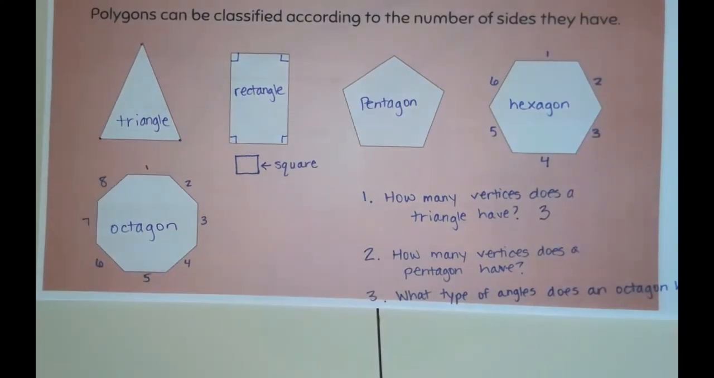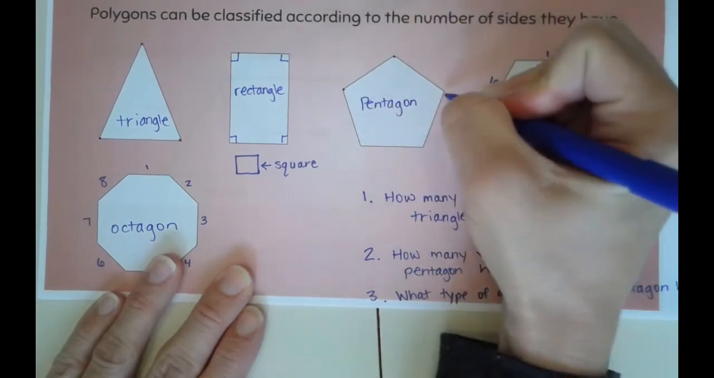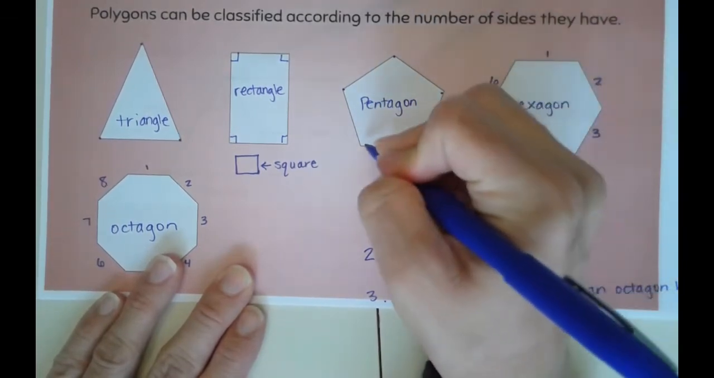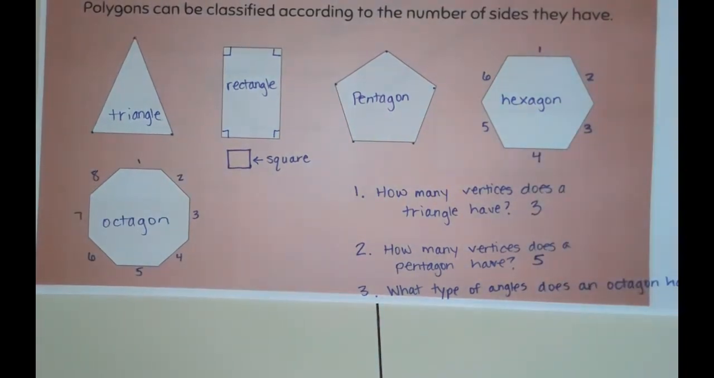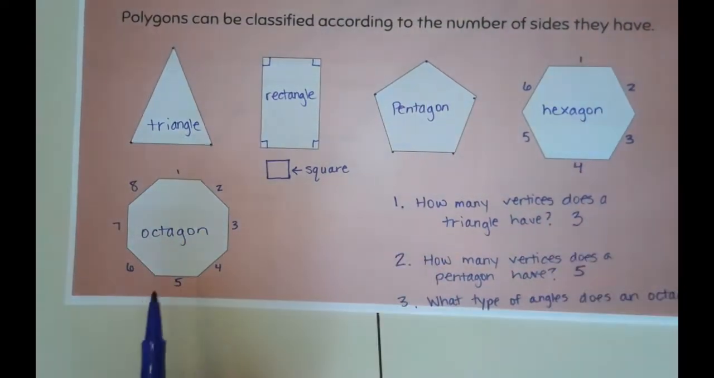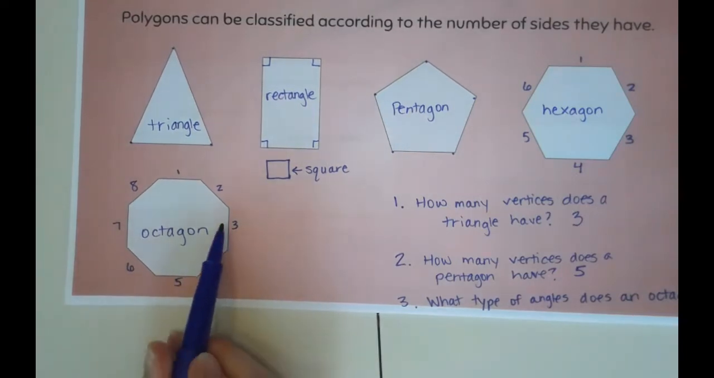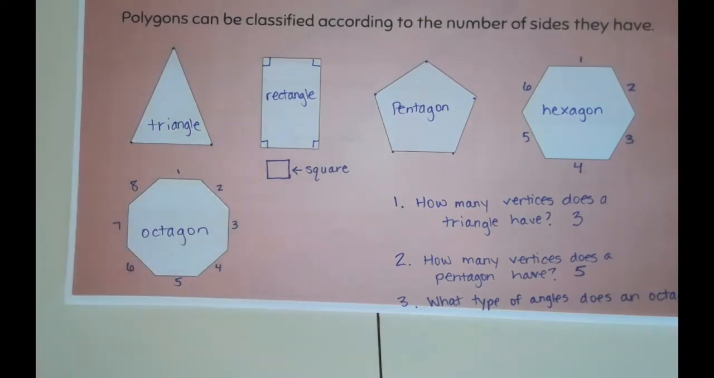Okay, question number 2. How many vertices does a pentagon have? Let's find our pentagon and let's see how many vertices. 1, 2, 3, 4, 5. 5 vertices on a pentagon. And question number 3 was, what type of angles does an octagon have? Let's look here at these angles. All of the angles on this octagon are the same type of angle. Some shapes have more than one kind of angle, but octagons have all the same type of angle.